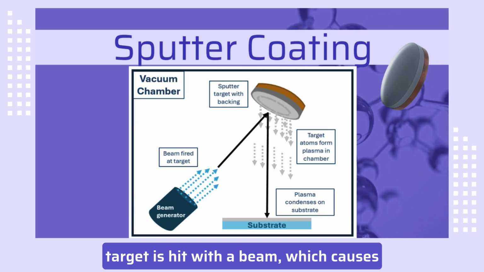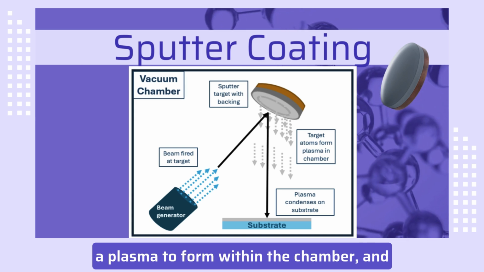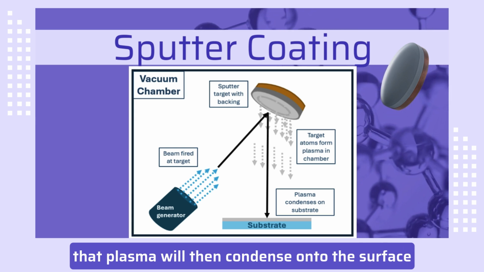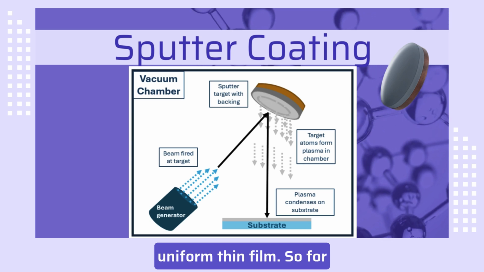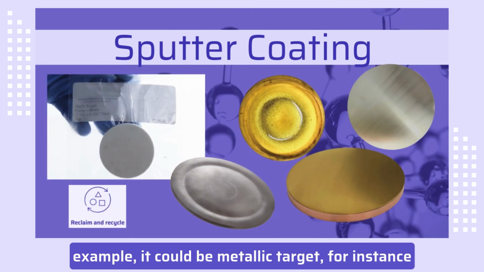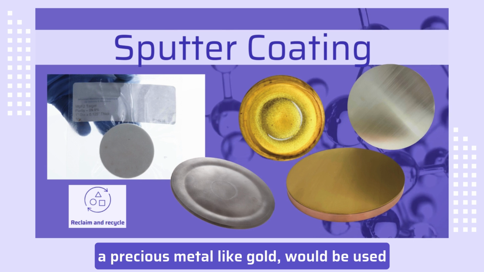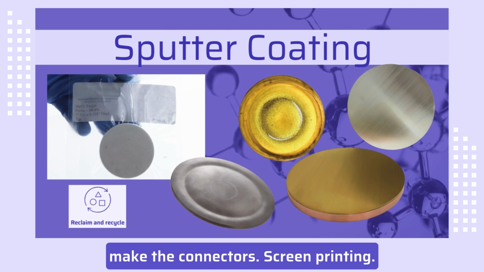the target is hit with a beam which causes a plasma to form within the chamber, and that plasma will then condense onto the surface of our substrate, creating a very uniform thin film. So for example it would be a metallic target, for instance a precious metal like gold would be used to create coatings on a semiconductor to make the connectors.